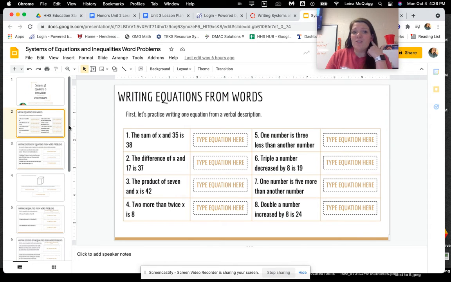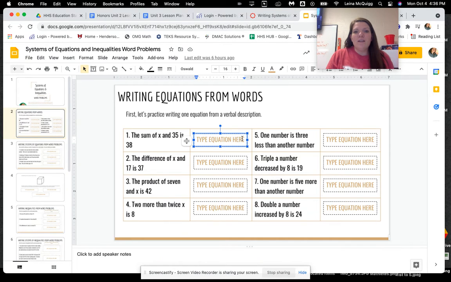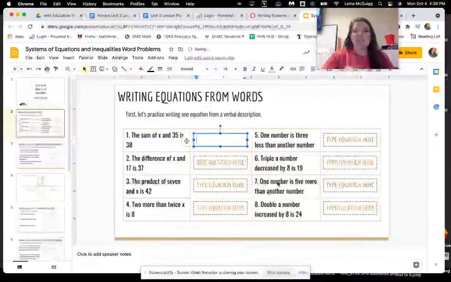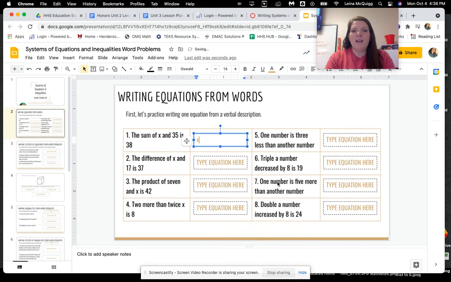We're going to write equations from word problems. First, let's review: what do words mean in math? We have the sum of x and 35 is 38. Sum means that we are adding things, so you can click, highlight that, and delete it out. The sum of x and means plus, so I'm going to put plus 35. The word is means equals 38. So x plus 35 equals 38 is what that means.